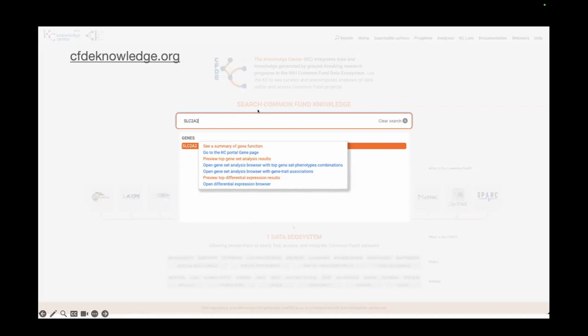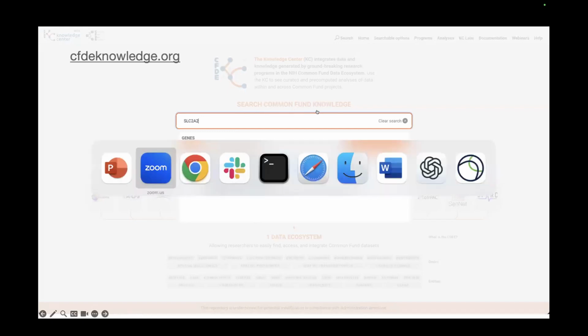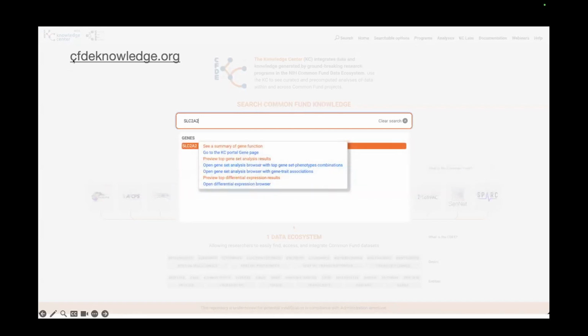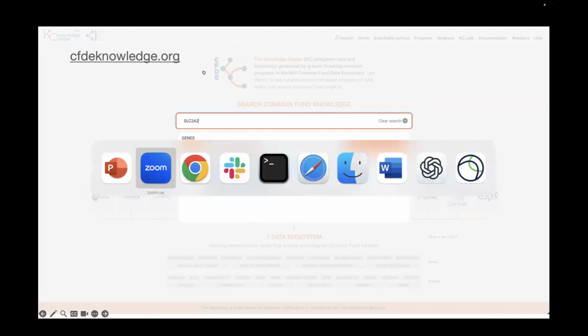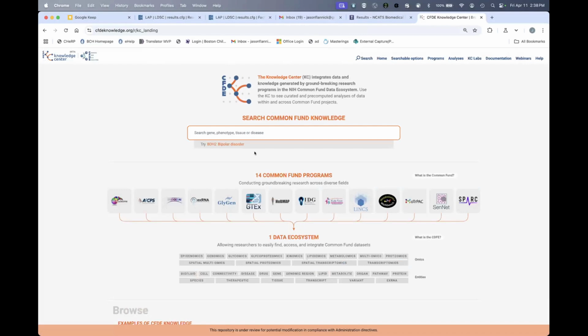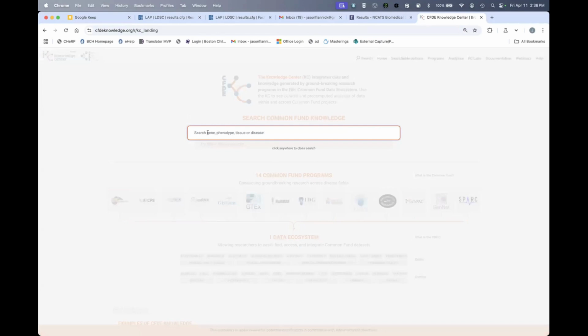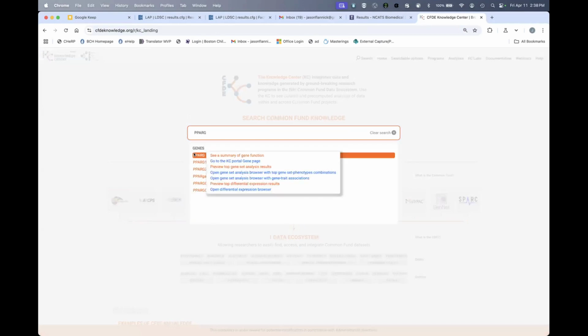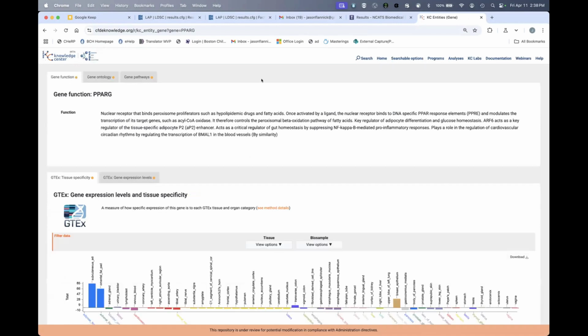Okay, so let me show you an example of what that looks like. The URL for the CFDE Knowledge Center is cfdeknowledge.org. And that is here. If you come here, you'll come to the home page, and there's all sorts of information, which I'm not going to dwell on. I'm going to show you instead the gene page, which gives you examples of some of these secondary knowledge sources.